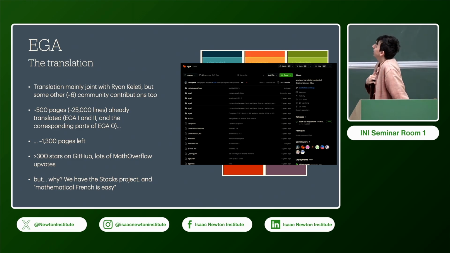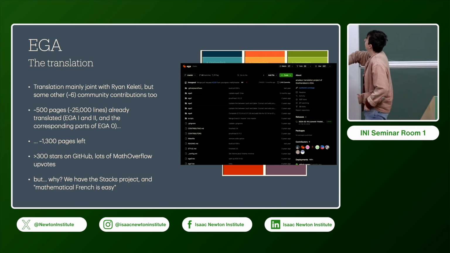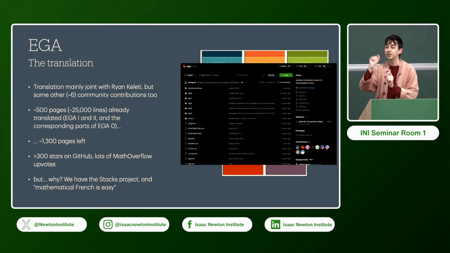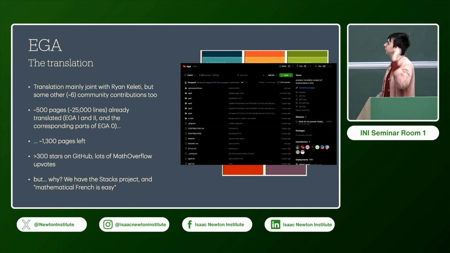So what does this actually look like as a translation project? It's mainly been joint with this guy, Ryan Coletti, who's a student in America. As you can see here, this is a page of the GitHub repository for it. There are 9 contributors, which just means 9 people have changed even a single letter in the repository. I would say 6 of them have contributed multiple sections, multiple chapters, though this count might be out of date. It's mainly been myself and Ryan. I did essentially EGA 2, he did EGA 0, we both did EGA 1.